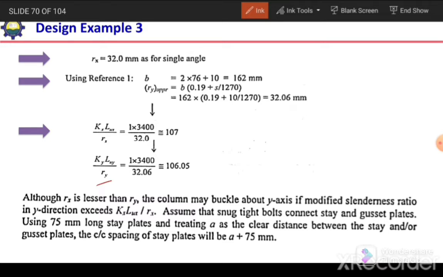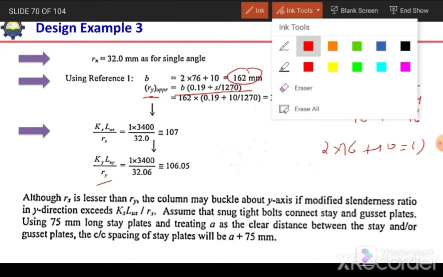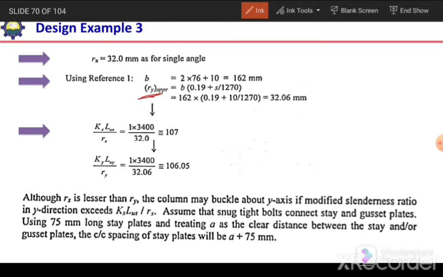But we can also approximate the value of Ry by using this expression which is given in the LRFD manual. Here B is the total width of the section. If we see, our section is like this. This is 76, this is 10, and then again it is 76. So 2 times 76 plus 10 gives us B, which is 162. The expression for the radius of gyration of the built-up section is B times 0.19 plus S over 1270, and here S is the spacing between the two members. So B is 162 into 0.19 plus S is 10 millimeter, the spacing, divided by 1270. This spacing is actually equal to the thickness of the gusset plate.